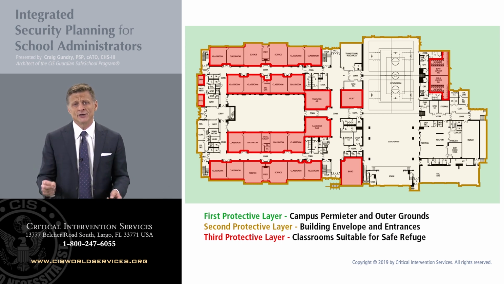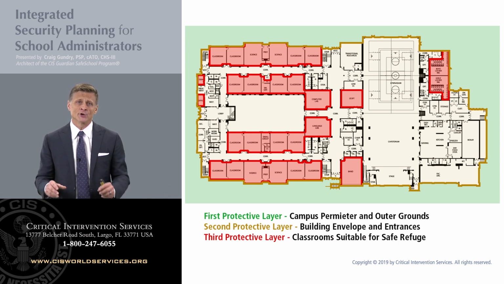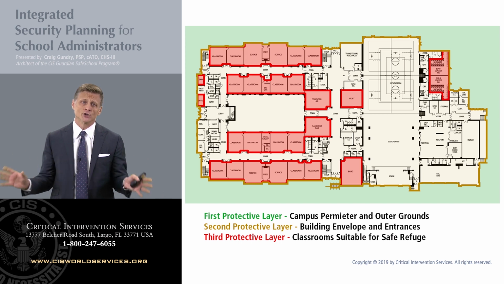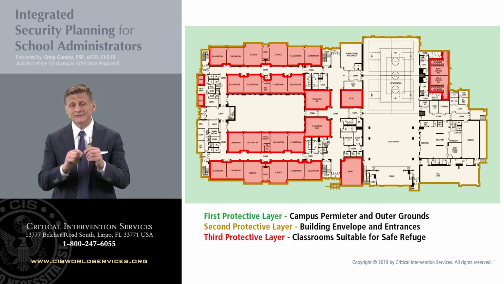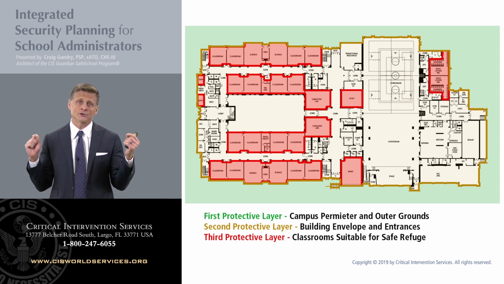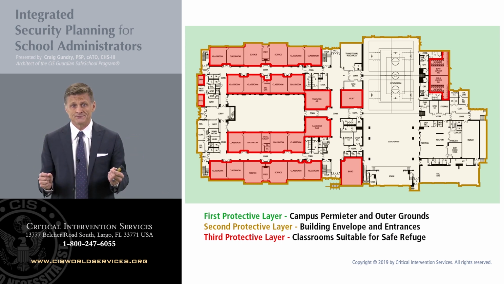The first protective layer is the exterior campus perimeter, encompassing the outdoor grounds. The second protective layer would be the building envelope around our student-occupied school buildings. And then the third protective layer would include any type of classrooms, activity rooms, or perhaps even staff offices, which are adequate for lockdown purposes.